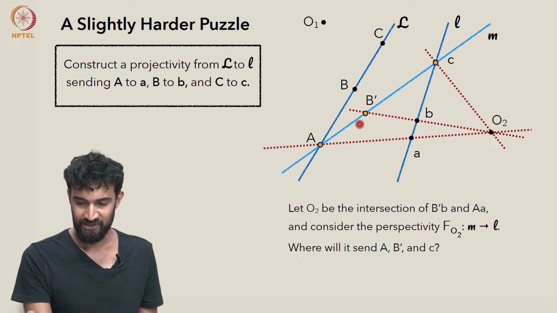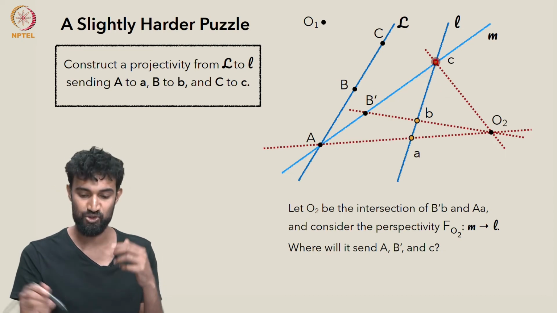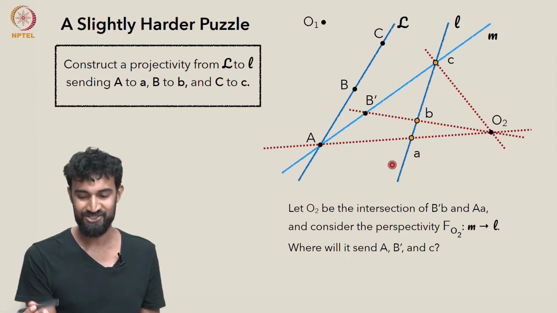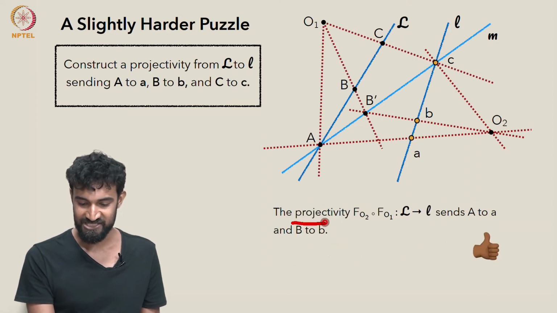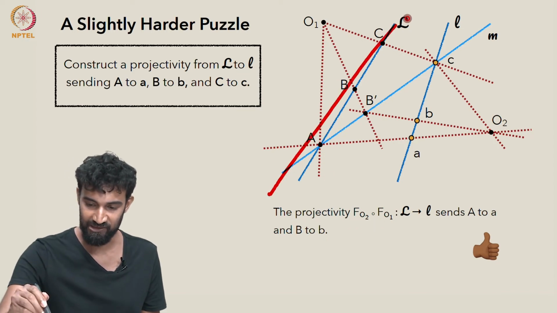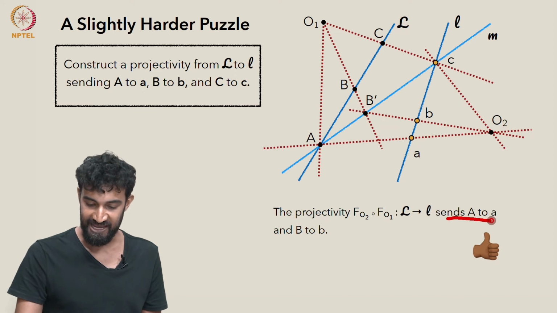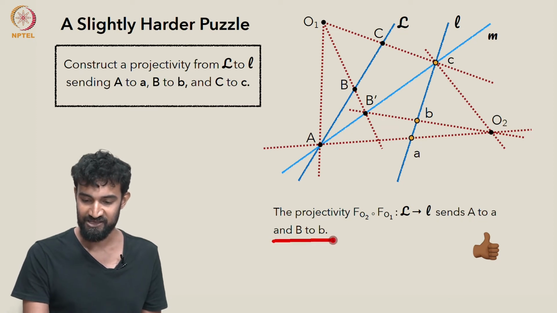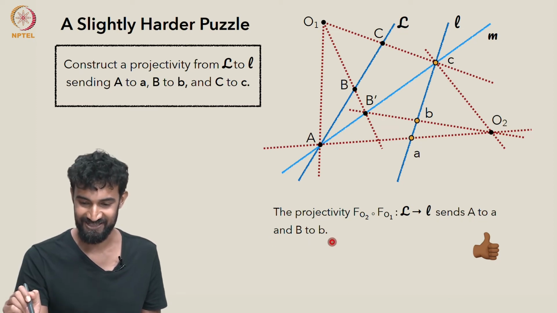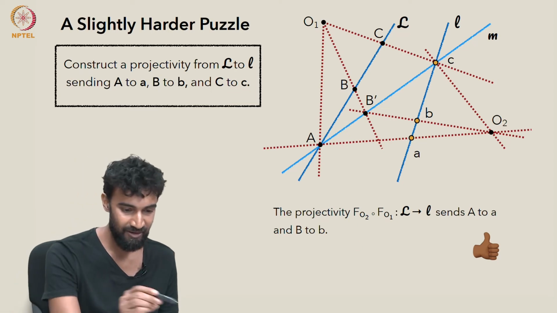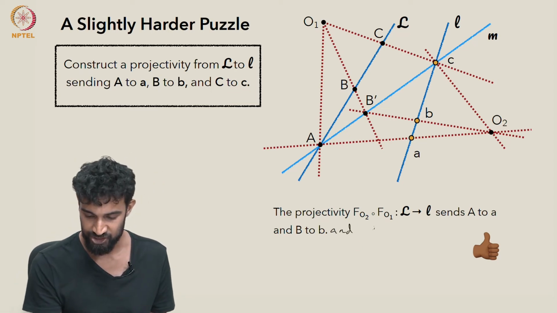Well, and c. It's going to send A to a, B prime to b, and c is going to be fixed because that's in the intersection between M and little l. So we're done. The projectivity F_O1 followed by F_O2 from L to little l sends A to a, B to b, and C to c. I didn't write that here, but I should have written and C to c.